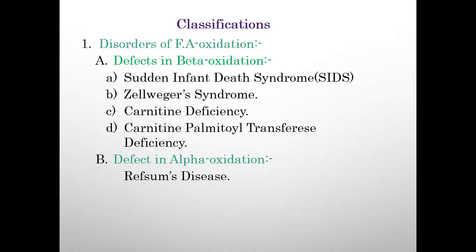So how are we going to classify them? We classify them based on what we discussed. Number one, disorders of fatty acid oxidation. Under this, we will look at defects in beta oxidation. Under defects in beta oxidation, we have sudden infant death syndrome, SIDS. We have Zellweger syndrome. We have carnitine deficiency, carnitine palmitoyl transferase deficiency. And D, we have defects in alpha oxidation, and here we'll be discussing Refsum's disease.